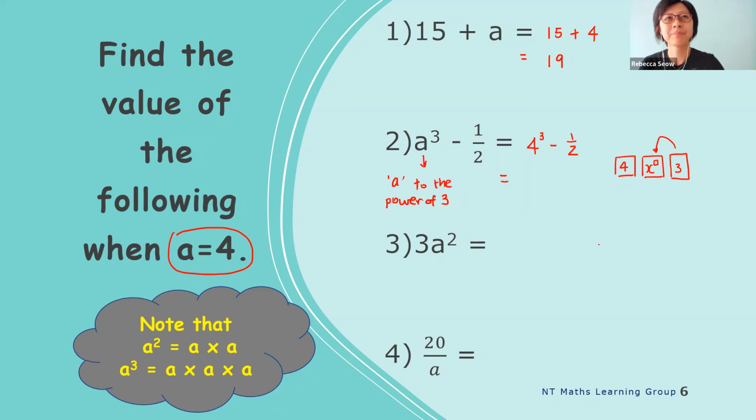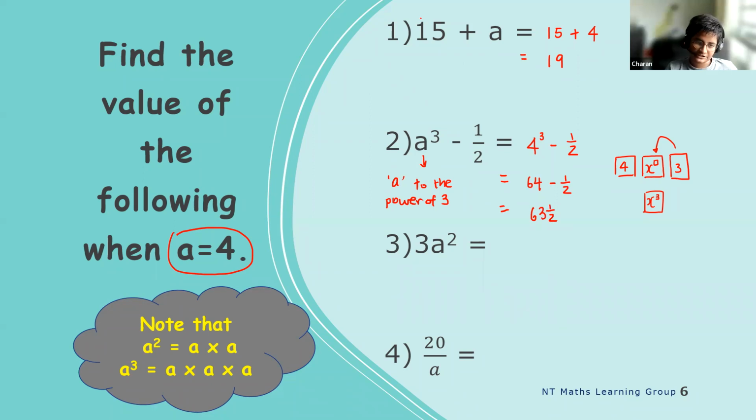Okay, do you get a number? So if you have a calculator with this sign, you could press it as well. So 4 to the power of 3 would give you 64. And we take away half from there. That would be 63 and a half. Can we write 63.5? Yes, you are right. That's fine as well. So 63.5. Both answers are acceptable.